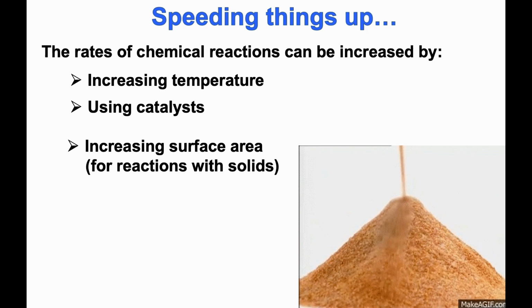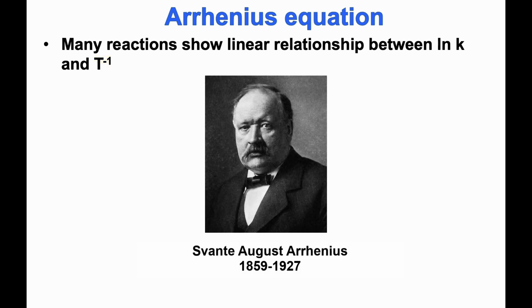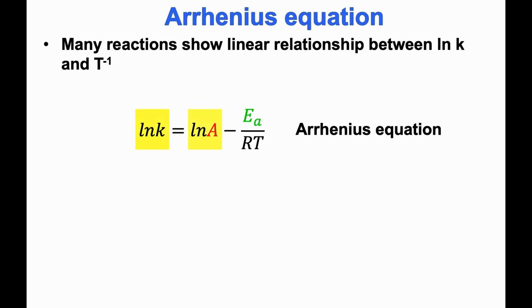Let's return back to this relationship between reaction rates and temperature. A relationship between the natural logarithm of a reaction rate constant and the inverse temperature could be observed for many reactions, and this observation was originally made by Arrhenius. Arrhenius described this with this equation known as the Arrhenius equation, where the natural logarithm of the rate constant k is equal to the natural logarithm of a constant minus an energy term divided by RT.